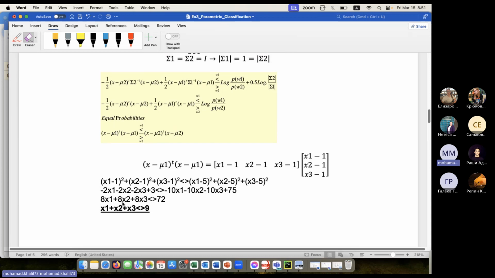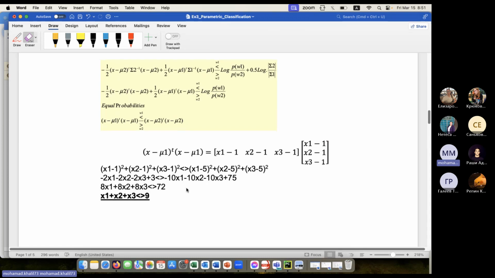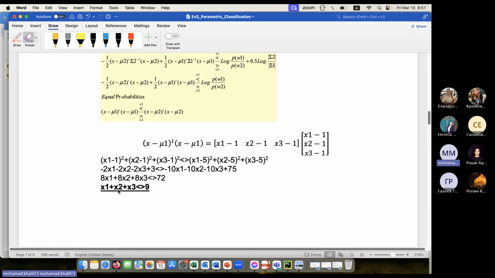And at the end, look what I have: 10x1, 8x2 is less than 92. Simplify by 8: x1 plus x2 plus x3 less than 9, class 1, otherwise class 2. What do you think of this? This is a plane.